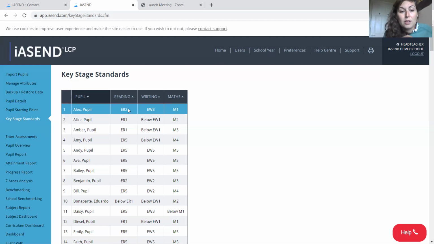Where Alex has got ER2, it could mean that he's only ticked one of those pre-key stage statements off at the attainment level of 2, pre-key stage 2, and he's only in shallow in that. He could be very good at the pre-key stage standard 1. We are looking into the ability to flick between those two pieces of information, but at the moment that's the information you get from this page. So you can see what they're accessing, not what they're fully functional in.